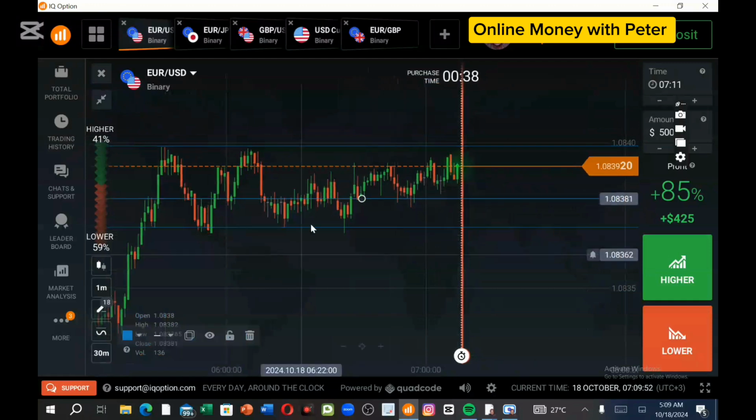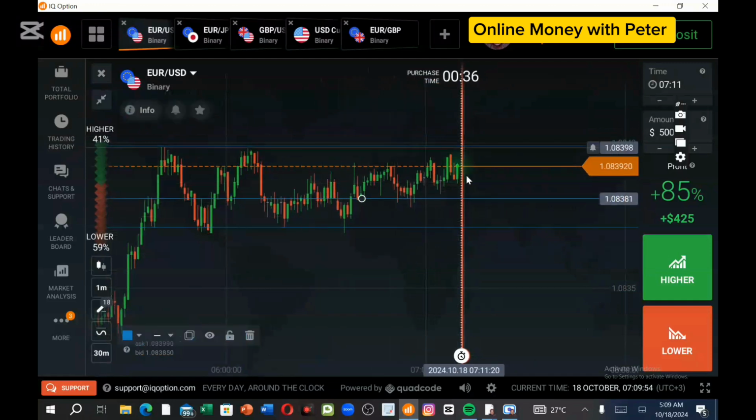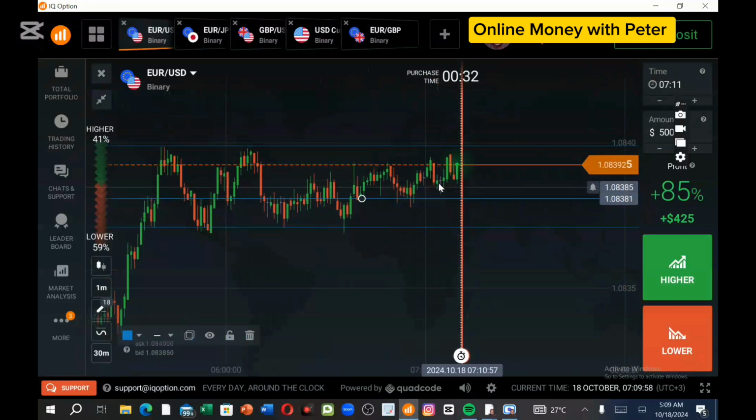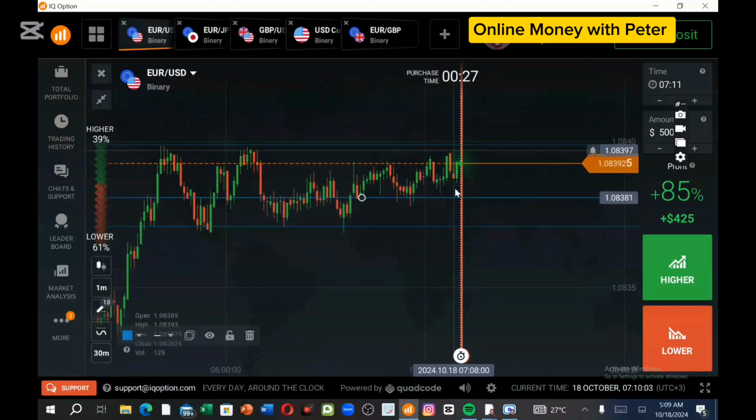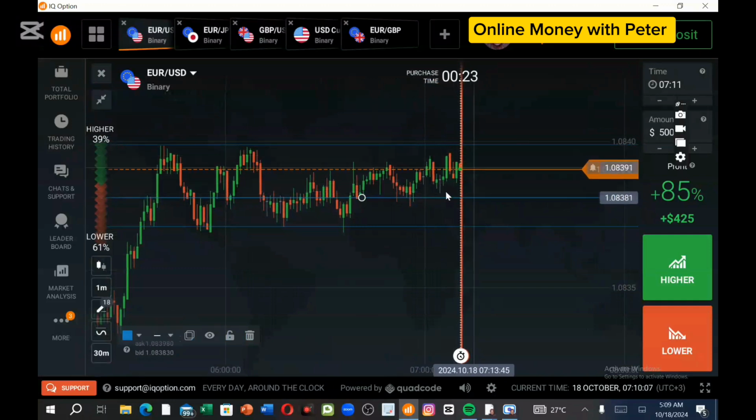Okay, see, it was reversing here and now it's reversing somewhere here. So this area is a support area. All right. So if it comes back to this zone here, I'll place a buy trade since it's on an uptrend.